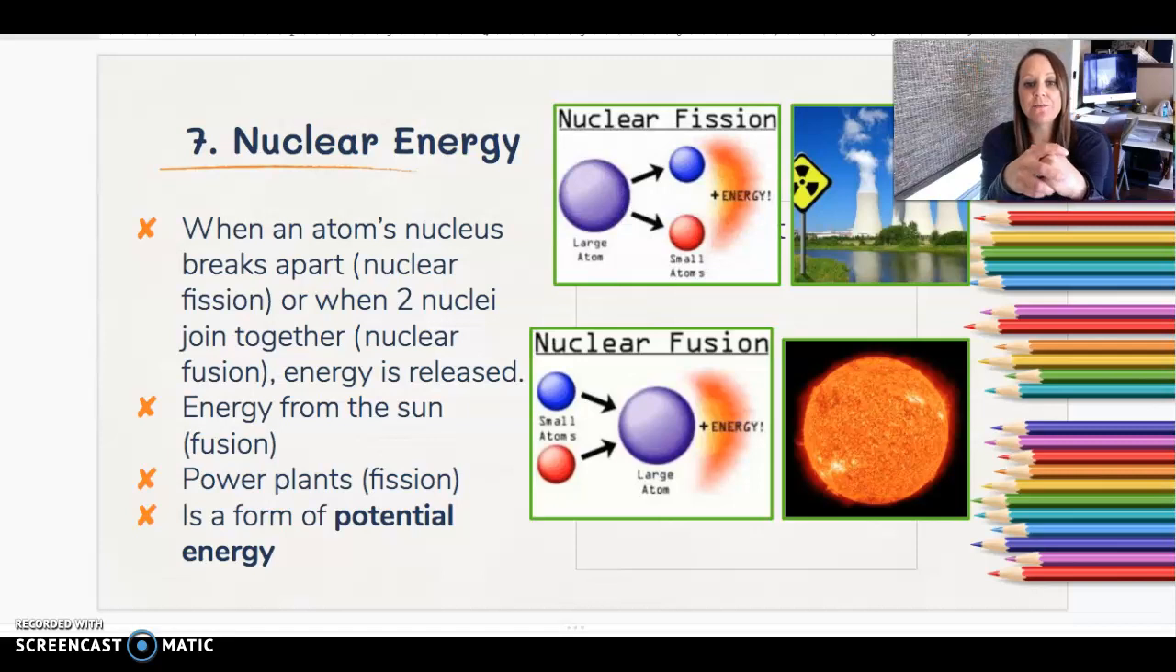We also have nuclear fusion, and that's when two smaller atoms join together to make a larger atom, and they release energy in that process as well. And that's what powers the sun. That's what's happening in the sun, how the sun keeps on going, okay?